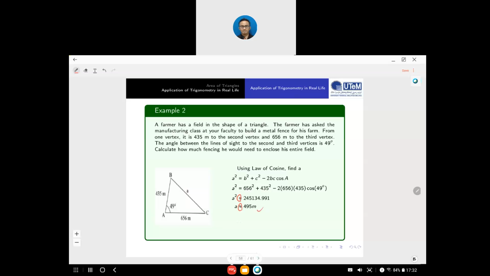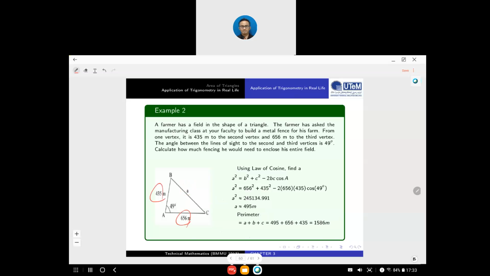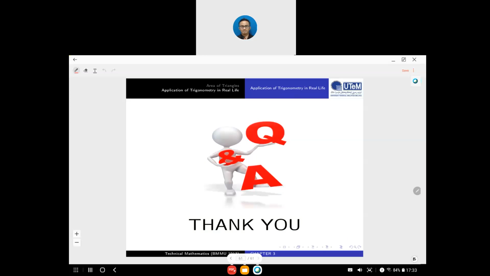Okay? Any problems? Okay. If you don't have this parameter, you just add all the values, because this A is already obtained, plus the values of 435 and 656, and then you can get 1586 meters. Okay, any problems? If you don't have any problems, that's all. Thank you.